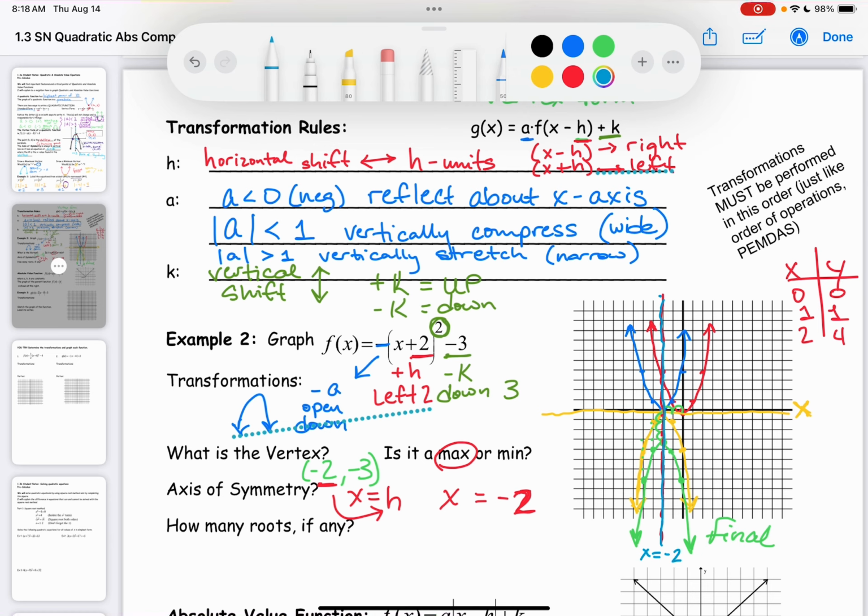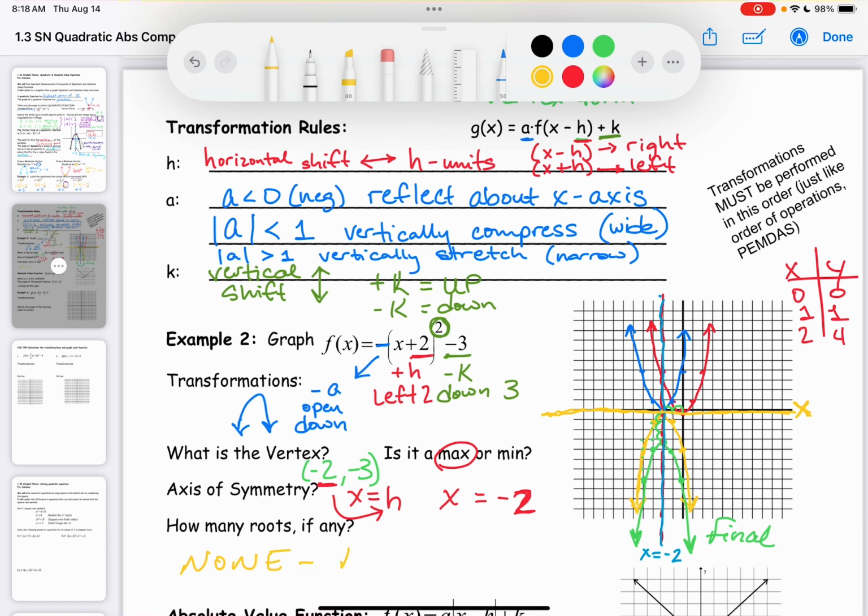-2. And then how many roots, if any? So you would look and you'd be like, where does it cross? I've got it here in yellow. Where does it cross the x-axis? Where does the green graph cross the x-axis? It doesn't. None.